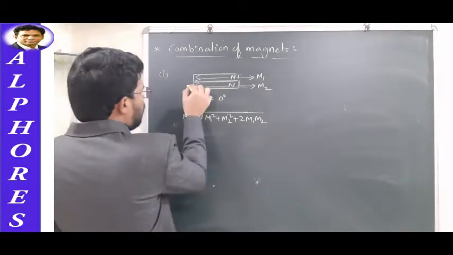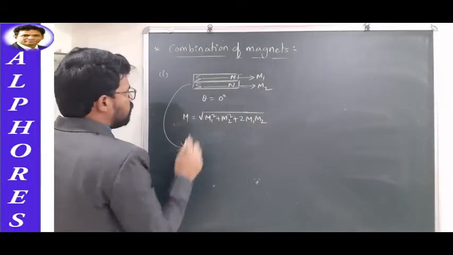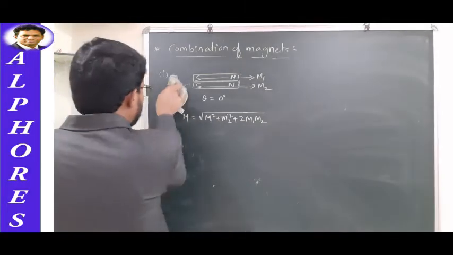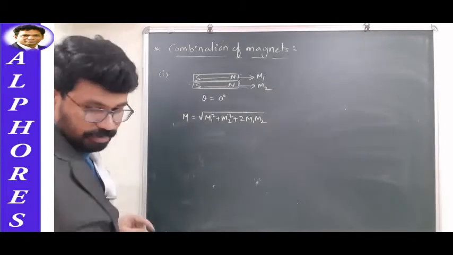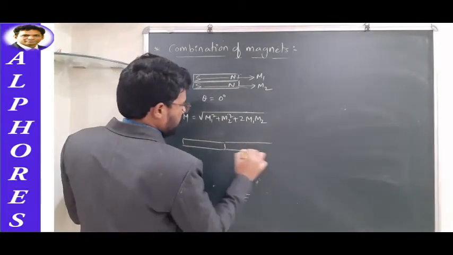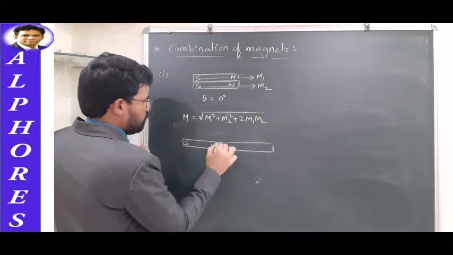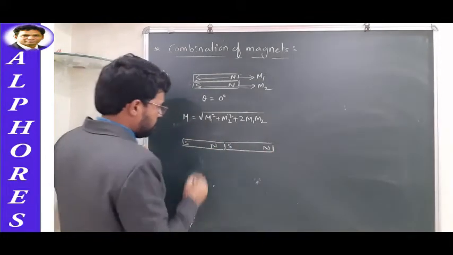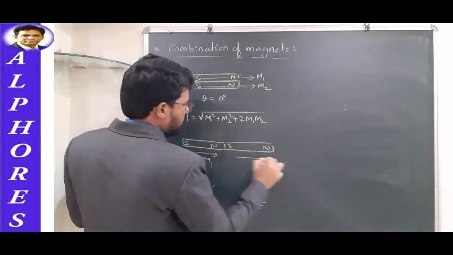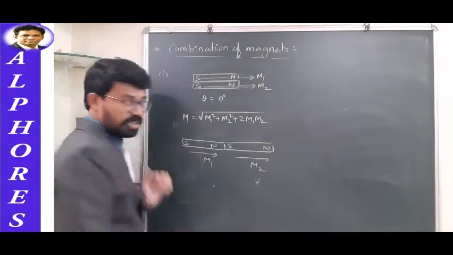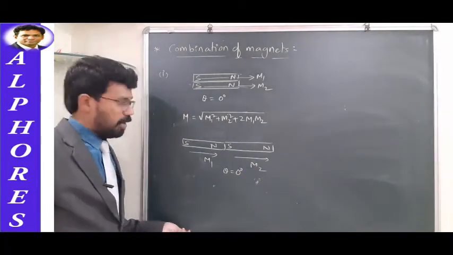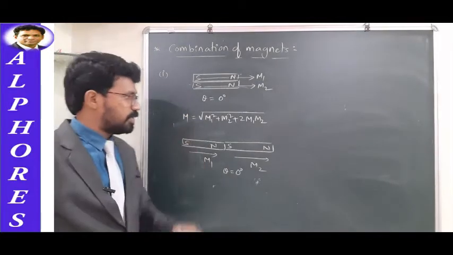Not only this particular arrangement, this is a bit similar to this kind of arrangement. What if both the magnets are arranged like this? One magnet is kept here, another magnet is kept here: south, north, south, north. Here the magnetic dipole moment of this one is along this direction, m1, and the magnetic dipole moment of this one is like this. Both are along the same direction. Here also theta equals 0 degree, and the resultant magnetic dipole moment will be something like this.